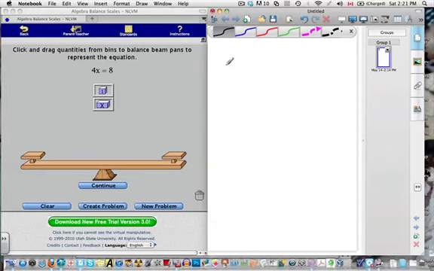Okay, so here's an example to show you how the balancing scales work. Solving equations, or solving for x, or solving for the variable, means that we want to find out what is the possible value for x, so that when I multiply 4 times x, it gives me 8. So both of these sides are equal.